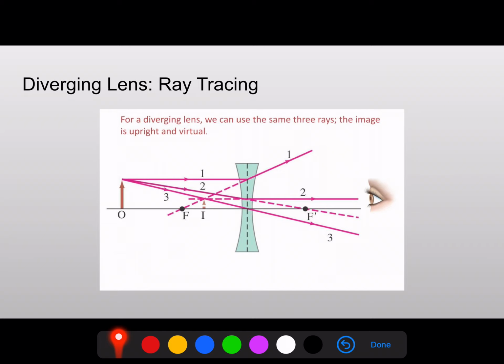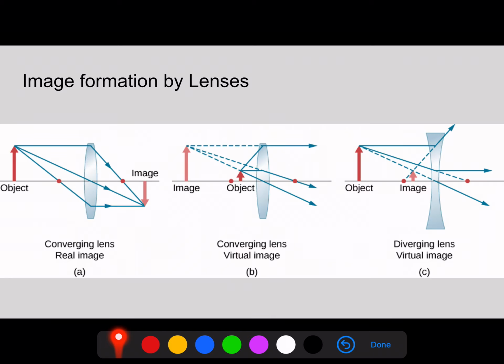So we can generalize these things into different cases. If you have a converging lens and you stick your object outside of the focal length, you will end up with this real inverted image.